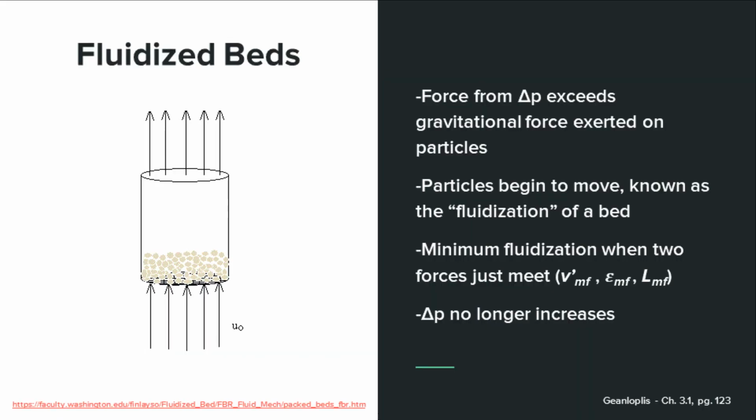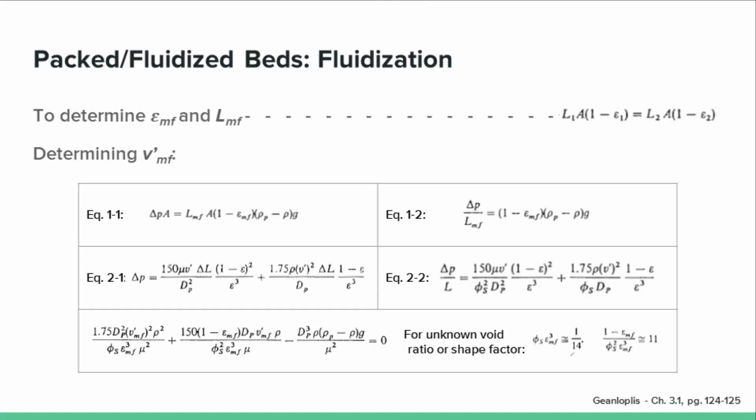Alright, moving on to fluidization. Fluidization occurs in an upright bed when the force exerted by the pressure difference exceeds the particle's gravitational force, and this of course causes them to move. Another thing to note is that the pressure difference no longer increases past fluidization. This is because the movement of particles causes large fluid pockets to form, almost as if the particles are boiling.